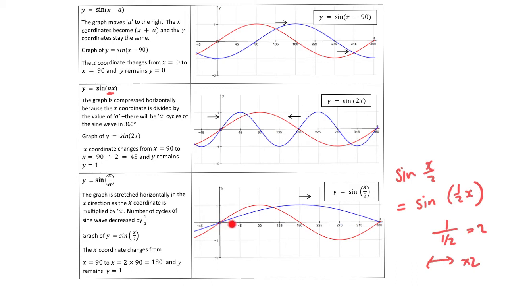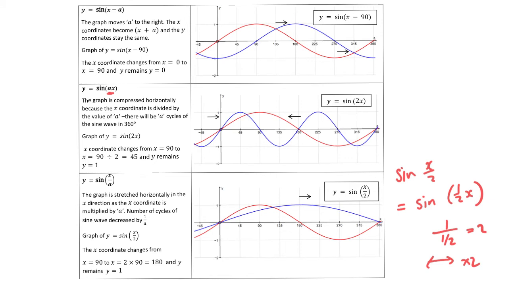So 0, 0 has been stretched horizontally to 0. 30 and a half is going to be stretched to 60. 45 and root 2 over 2 is going to be stretched to 90 and root 2 over 2. 90 and 1 is going to be stretched to 180 and 1. So it's stretched horizontally by a factor of 2.